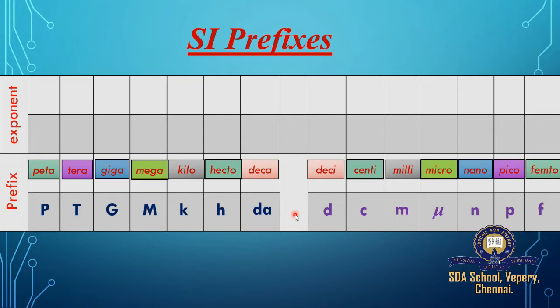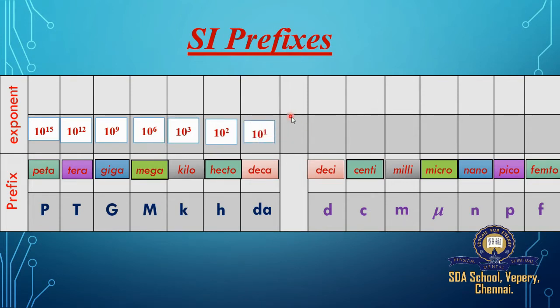So let's see the exact exponent of each prefix. Let's start with peta. It is 10 power 15. Next is tera. It is 10 power 12. Next is giga. It is 10 power 9. Mega 10 power 6. Kilo is 10 power 3. Hecto is 10 power 2. Deca it is 10 power 1. And we have an exponent called 10 power 0, which is denoted as the base prefix. Okay, 10 power 0 is nothing but a base prefix.